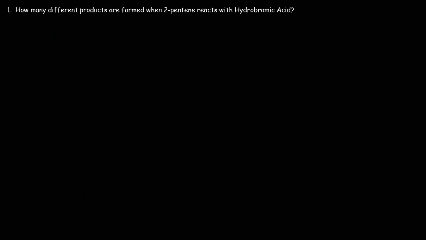Let's work on this example problem. How many different products are formed when 2-pentene reacts with HBr? Well, let's find out. So first, let's draw 2-pentene. So we're going to draw a pentane, which is a 5-carbon chain, and then we're going to put the double bond between carbons 2 and 3. So this would be 2-pentene if we count it this way. So now let's react it with HBr.